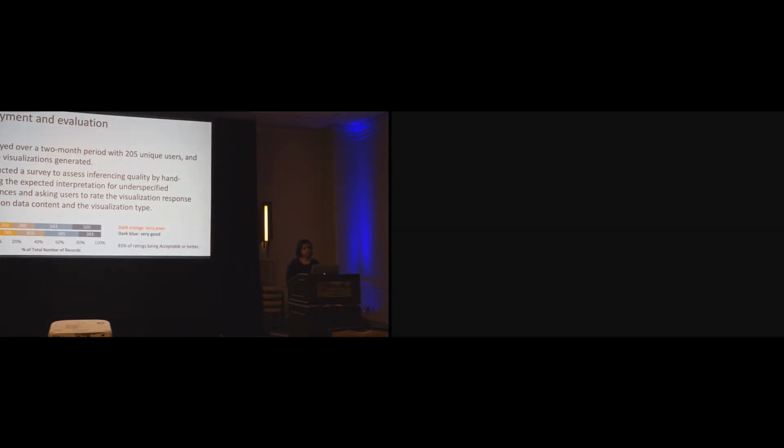So how did we test the system to see how it was doing? We deployed our system over a 2-month period. We actively collected feedback and iterated on our algorithm. And the algorithm evolved considerably as users tried real-world examples, identifying gaps and limitations in the system. We had 205 unique users and over 6,000 visualizations that were generated as responses.